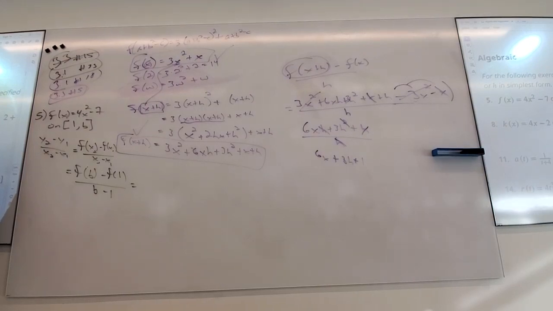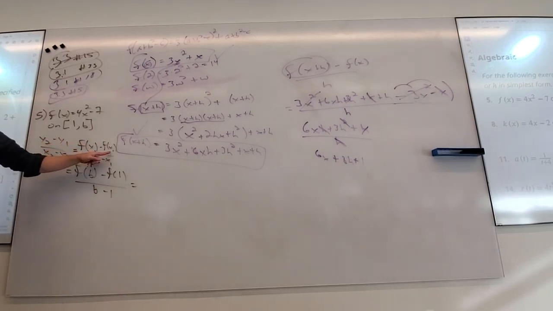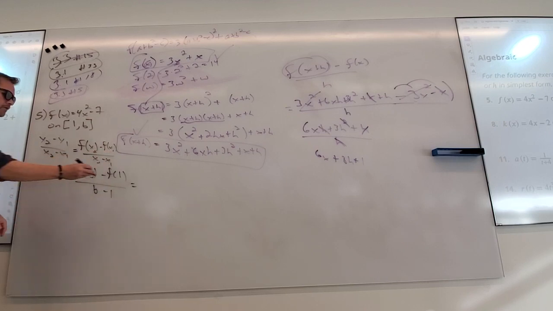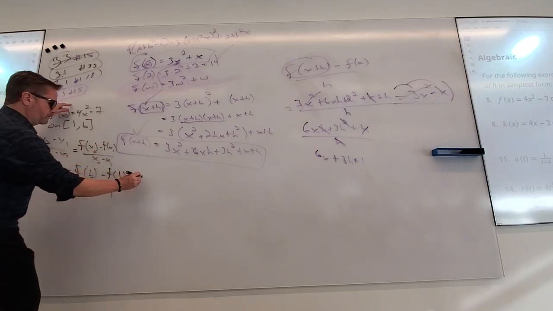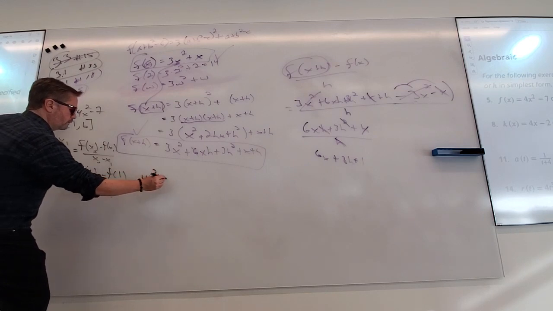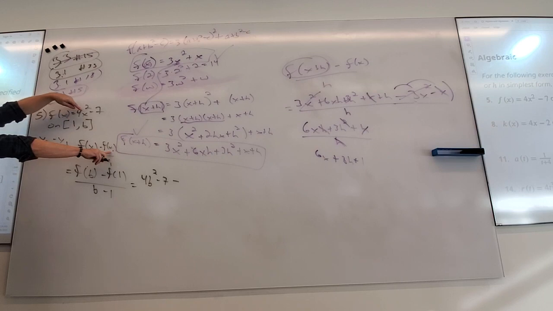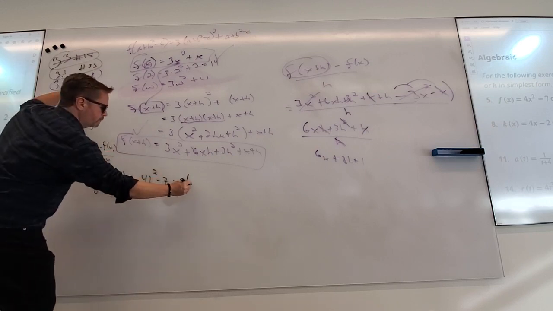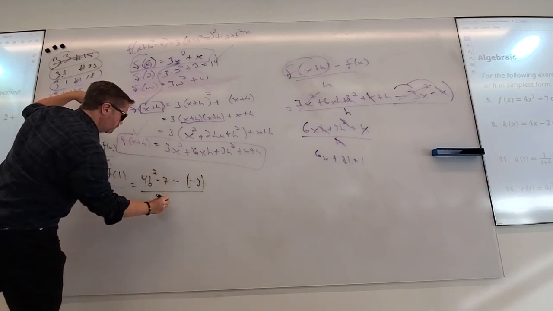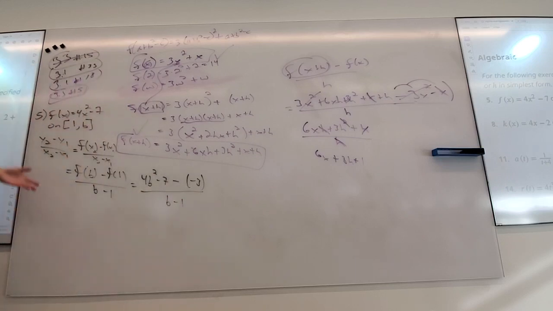Yeah, so one thing is this should be in parentheses, because you have to subtract the entire thing, right? So this would be 4b squared minus 7, minus, and we already calculated what f of 1 was, negative 3. I just have to simplify that.